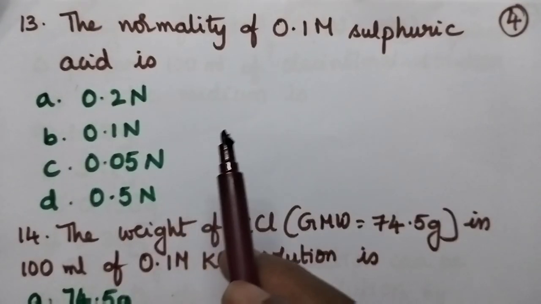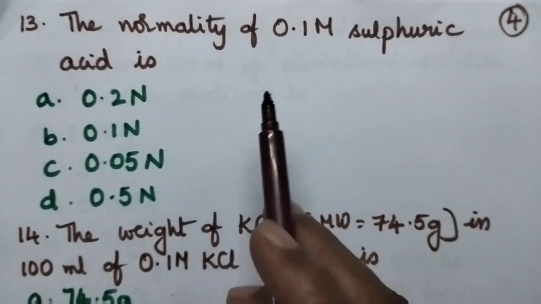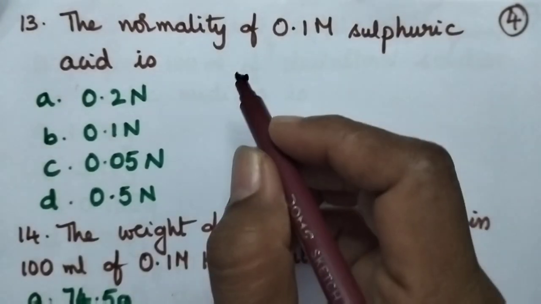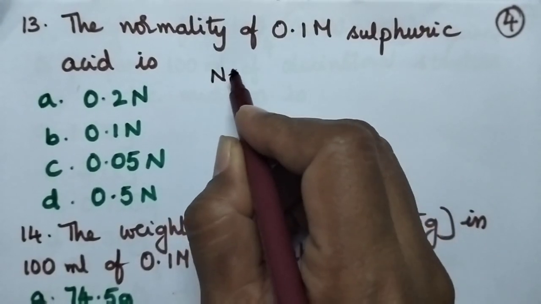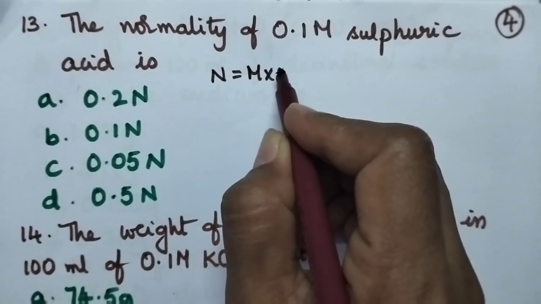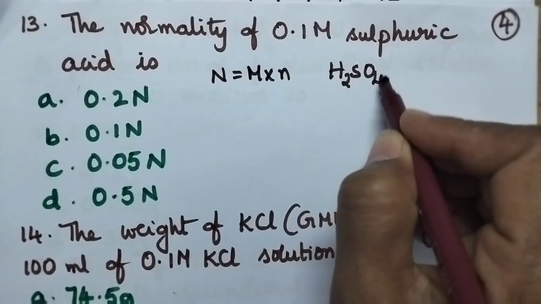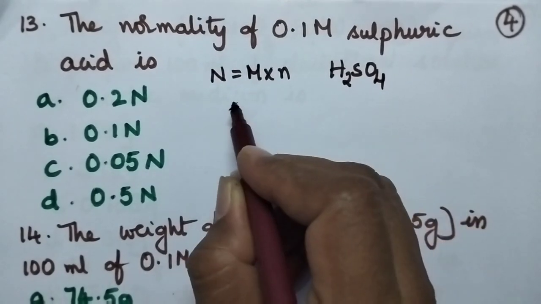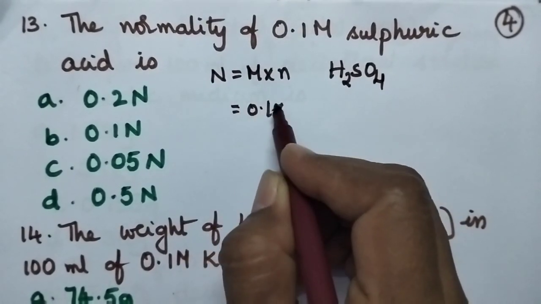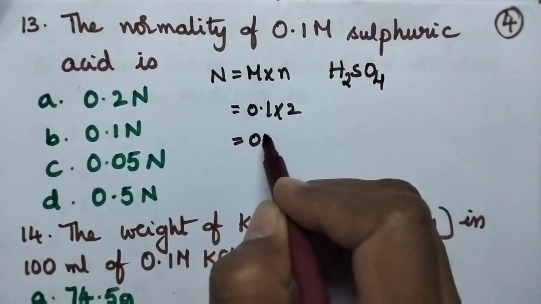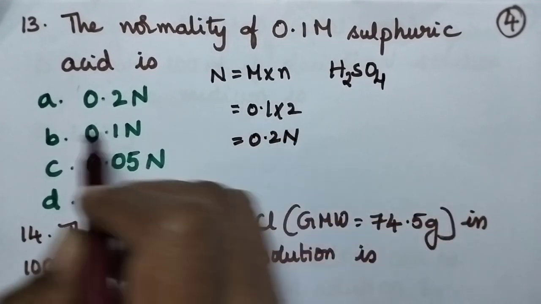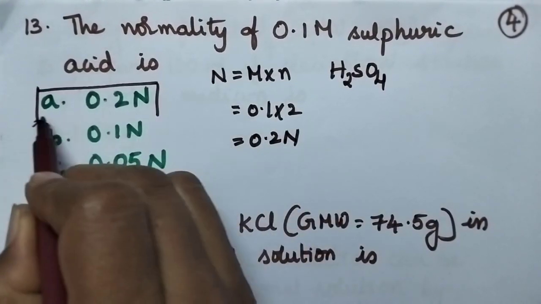The normality of 0.1 molar sulfuric acid is, here normality is equal to molarity into N factor. In the case of sulfuric acid, N factor is equal to 2. So that is equal to 0.1 into 2, that is equal to 0.2 normal. Hence option A is the right answer.